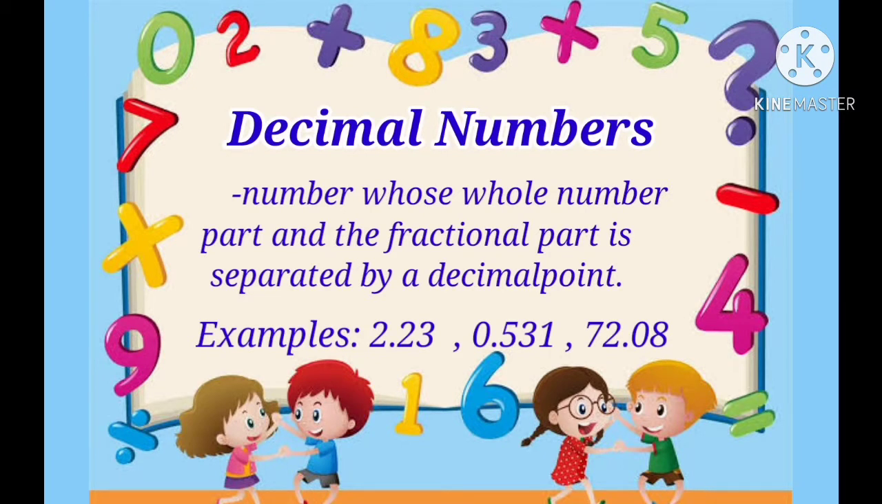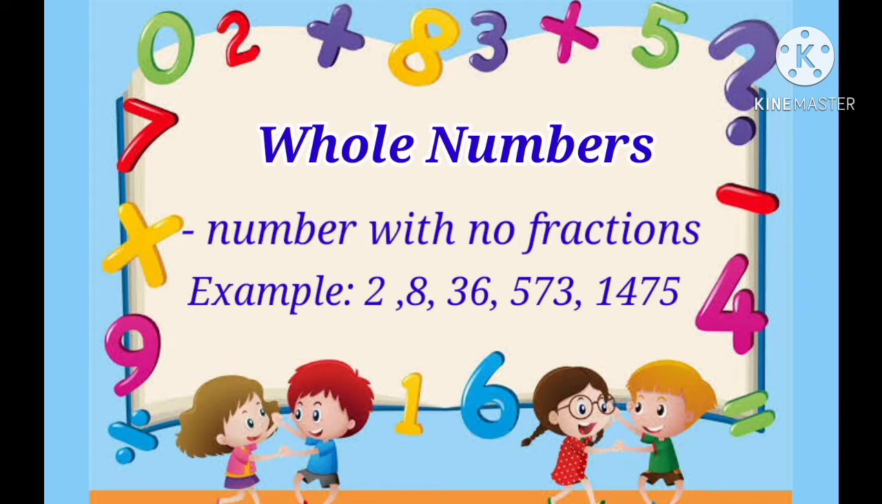First we have is decimal numbers. Decimal numbers are numbers that have points. For example, we have 2.23, 0.531, and 72.08. While whole numbers are numbers with no fractions or decimal points, for example, 8, 2, 36, and so on.